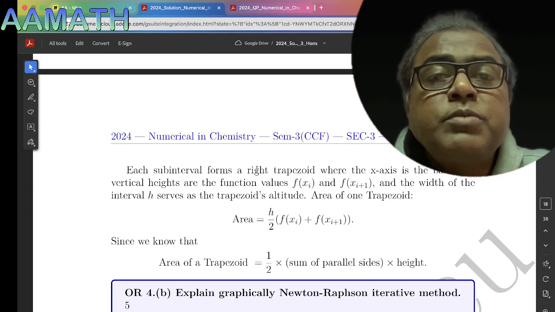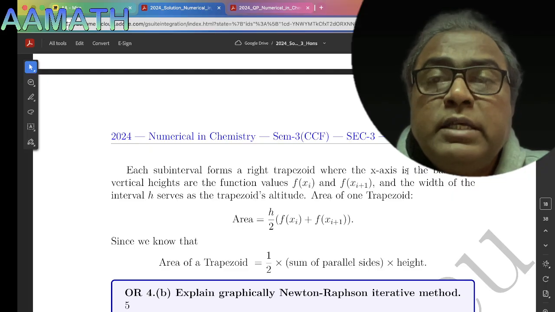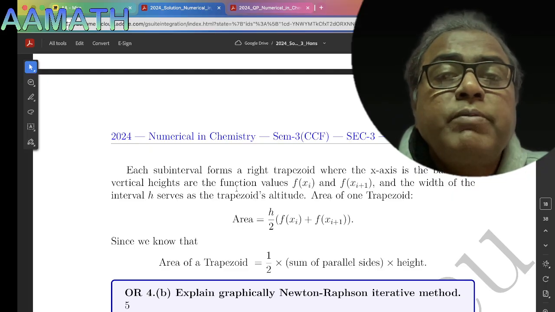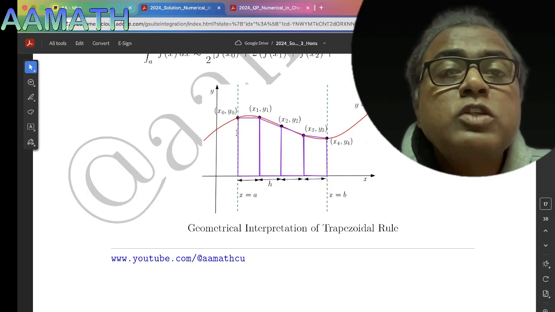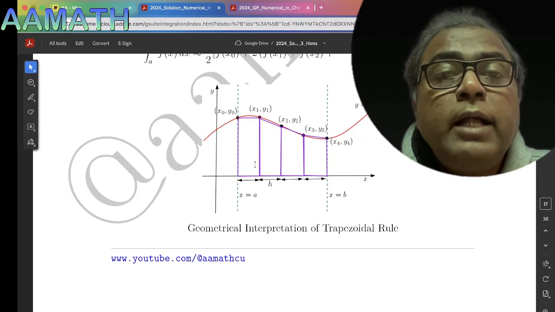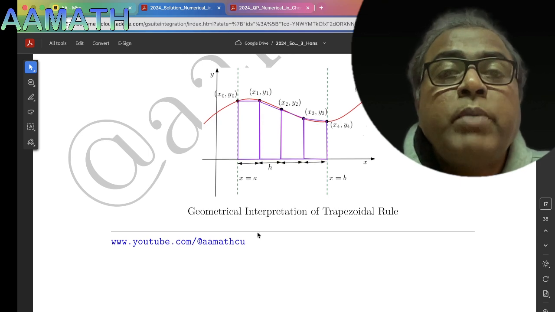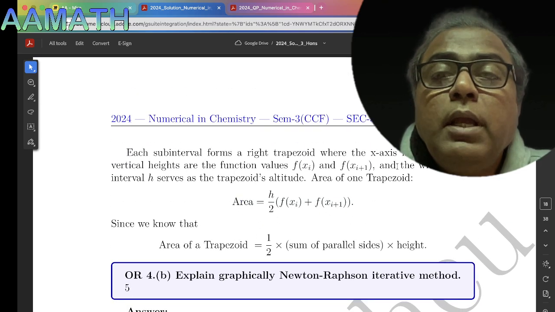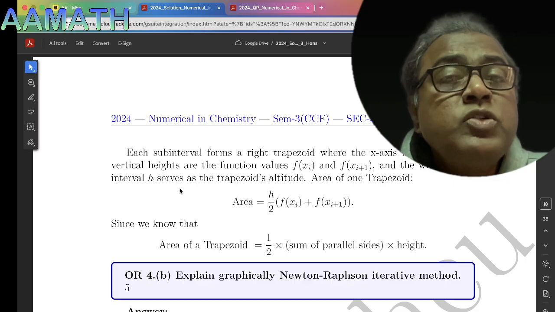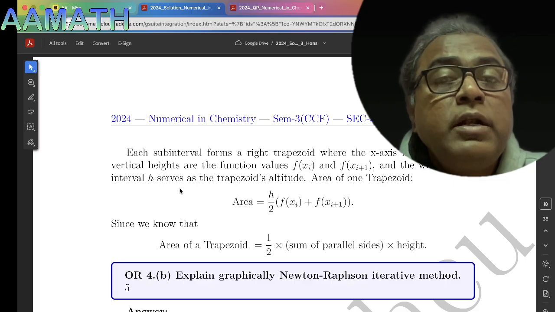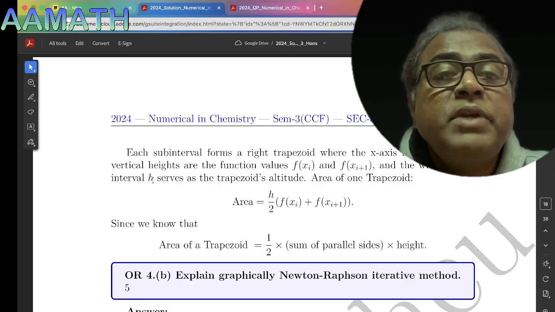Each subinterval forms a right trapezoid, where the x-axis is the base and the vertical heights are the functional values f(xi) and f(xi+1). This is the corresponding y0, actually f(x0), and this height is y1, that is f(x1), the corresponding height in violet color. And the width of the interval, the step length h, serves as the trapezoid's altitude, the trapezoid's height.